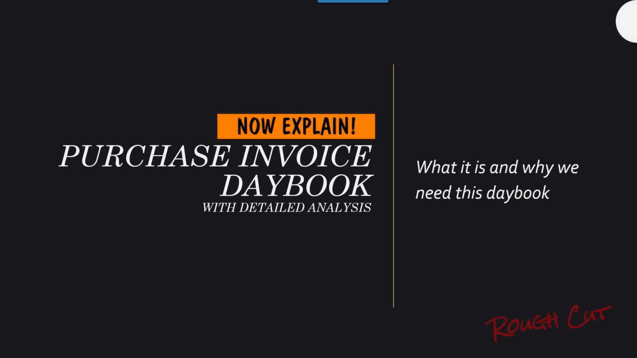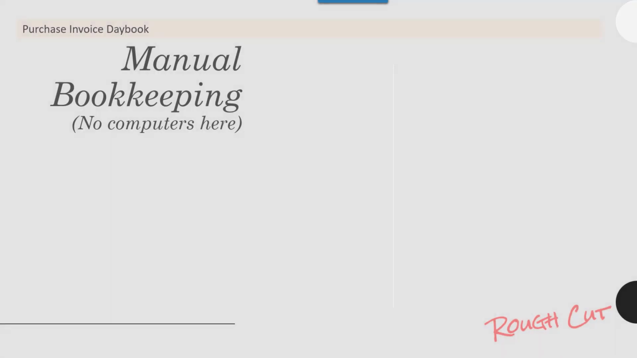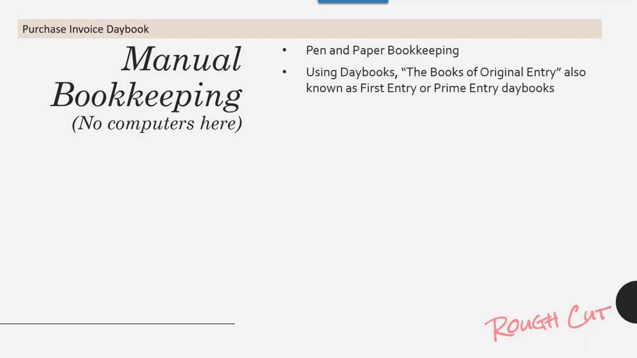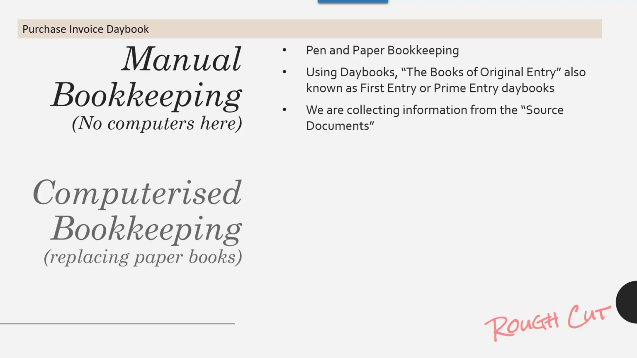So we're now going to look at the Purchase Invoice Daybook with detailed analysis, what it is and why we need this daybook. With manual bookkeeping, no computers, we have pen and paper bookkeeping. We're using the daybooks, the books of original entry, also known as first entry or prime entry daybooks. We are collecting information from the source documents.